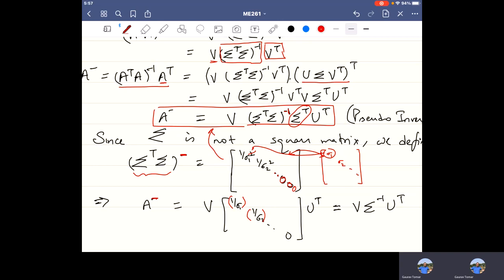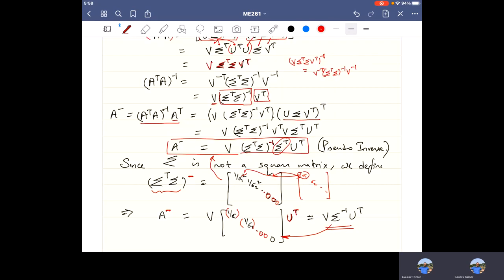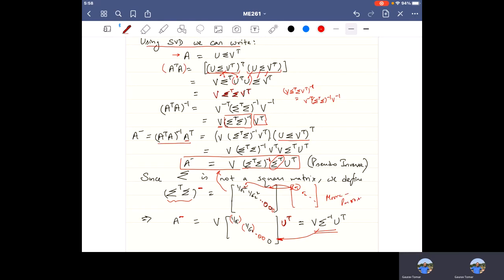So if we know the SVD, then we know V, 1 by sigma 1, 1 by sigma 2, and the remaining columns you fill with zeros, and then you have U transpose. This becomes your V sigma inverse, not in the actual sense, but in the pseudo sense. This is also called, if I'm right, the Moore-Penrose method or pseudo inverse. That's how you define the Moore-Penrose pseudo inverse.